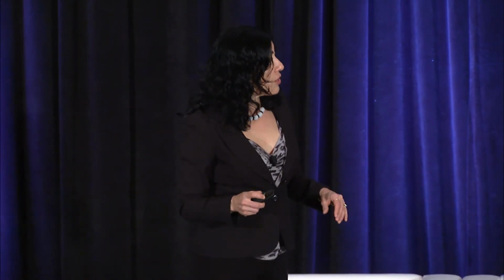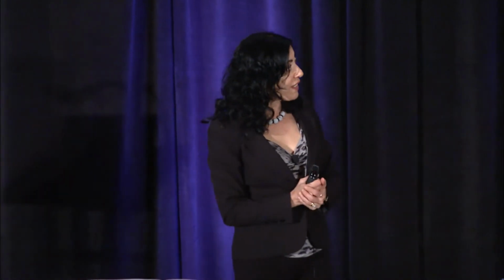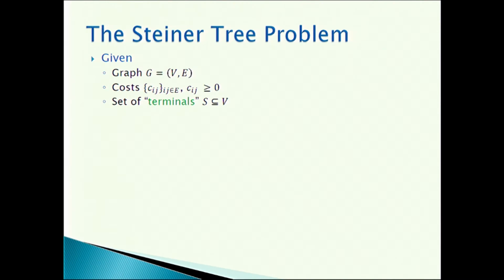Okay, so let me now do a simple model. It's called the Steiner tree problem. If you took an algorithms class in grad school, you might know about this, but it's not a difficult model. What I have is a graph. On every edge, I have a weight, which I call Cij. And I also have a set of preferred vertices, preferred nodes.